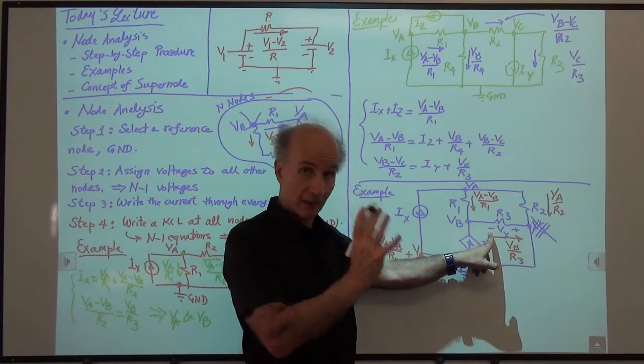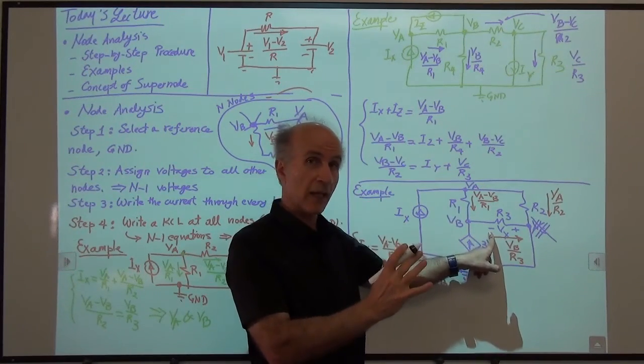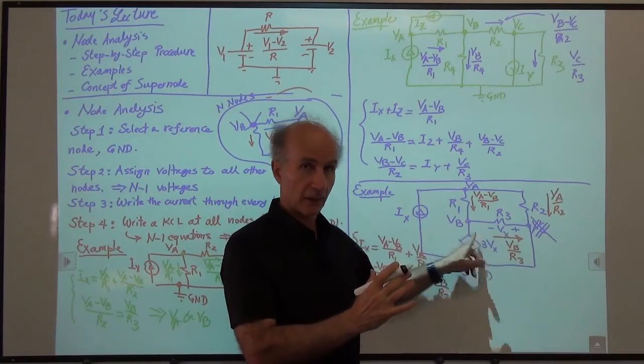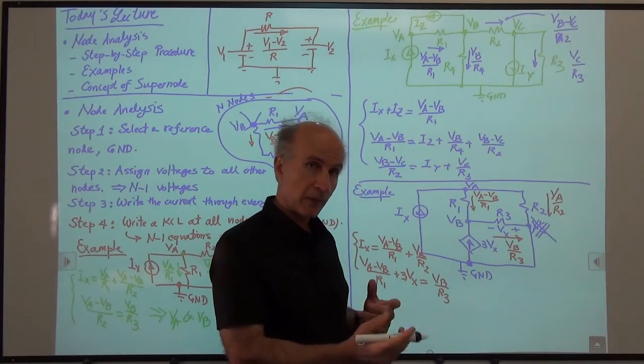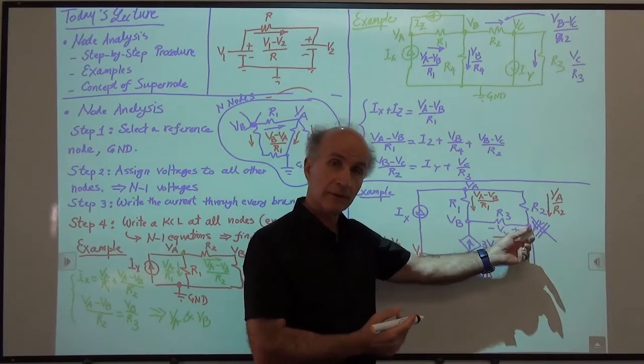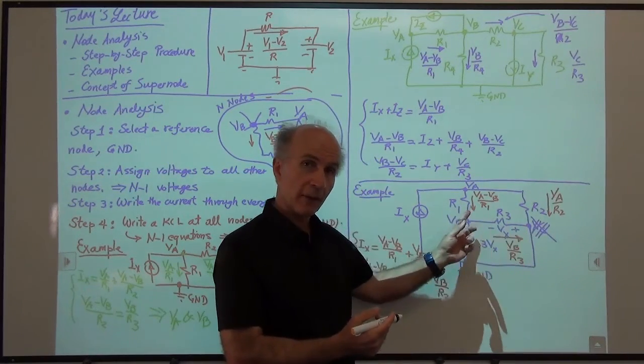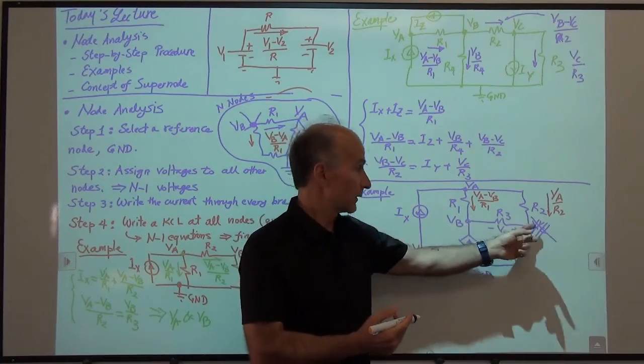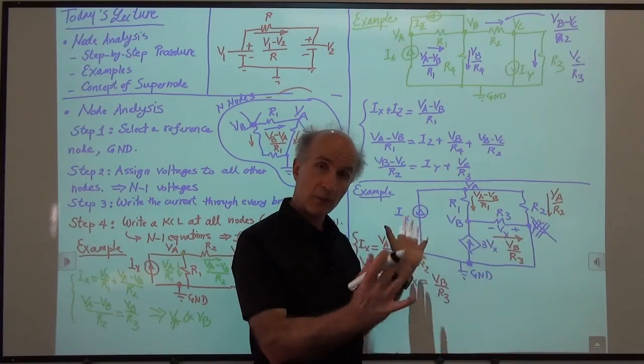That's what the problem has given us, right? They have called Vx positive on this side, negative on this side. But we see that Vx is actually between two nodes, between this node and this node. So if I have this voltage and I have this voltage, Vx will be just the difference between the two.